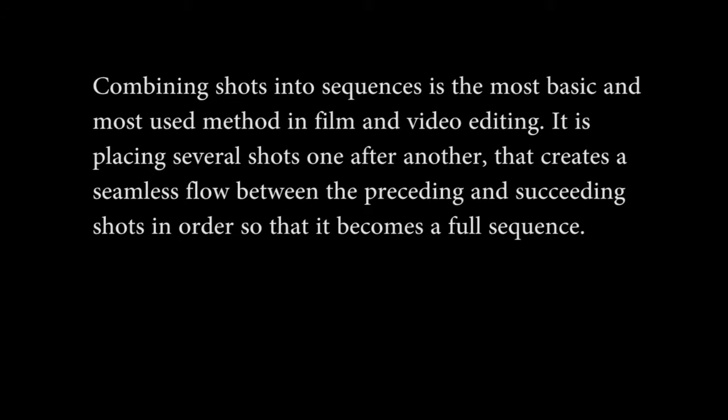Combining shots into sequences is the most basic and most used method in film and video editing. It is placing several shots, one after another, that creates a seamless flow between the preceding and succeeding shots in order so that it becomes a full sequence.